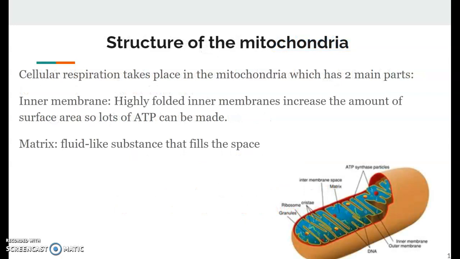Cellular respiration takes place in the mitochondria. It has two main parts, just like the chloroplast. It has an inner membrane which is highly folded, and the purpose of this is to increase the surface area so there's lots of places where ATP can be made. And then we have the matrix, which is a fluid-like substance that fills the space.